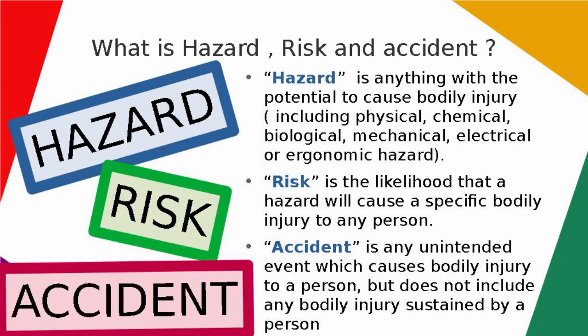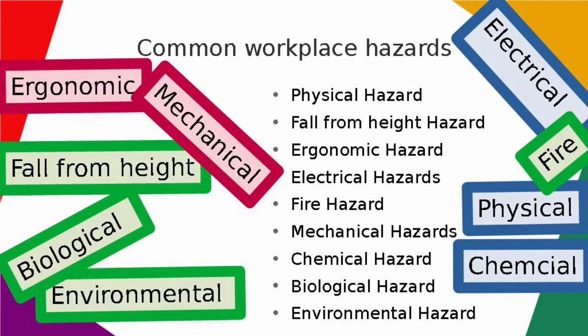What is hazard, risk and accident? Hazard is anything with the potential to cause bodily injury, including physical, chemical, biological, mechanical, electrical or ergonomic hazard. Risk is the likelihood that a hazard will cause a specific bodily injury to any person. Accident is any unintended event which causes bodily injury to a person, but does not include any bodily injury sustained by a person.